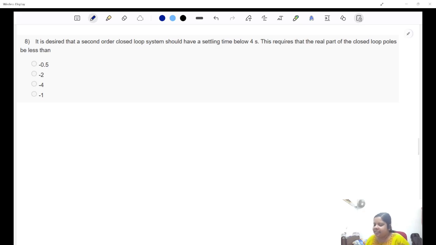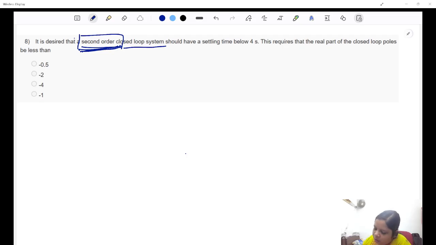It is desired that a second order closed loop system, mind the words, second order, there should be something in your mind when you see this. Okay, let's solve this question.